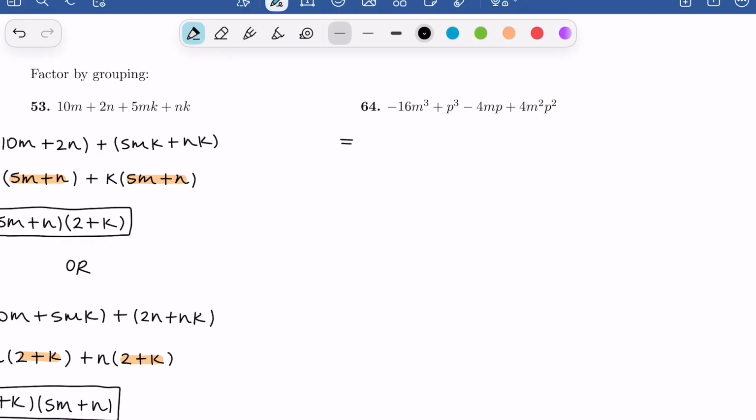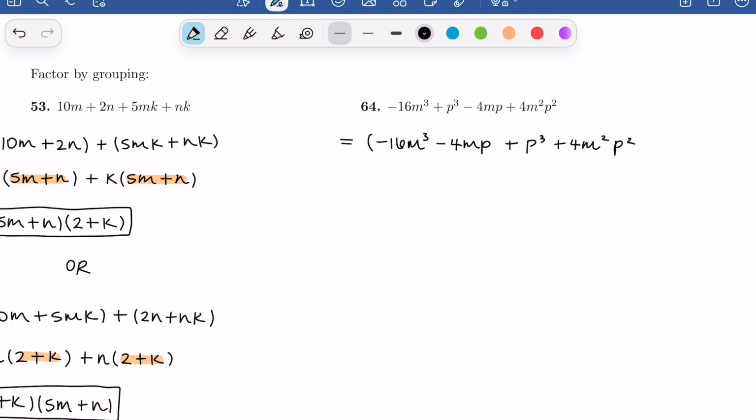So the first thing that we're going to do is rewrite this polynomial like that here. So we're going to have this first term, minus 16m cubed, and we're going to rearrange these terms here. So I'm going to have the minus 4mp, and I'm going to swap it with the p cubed.